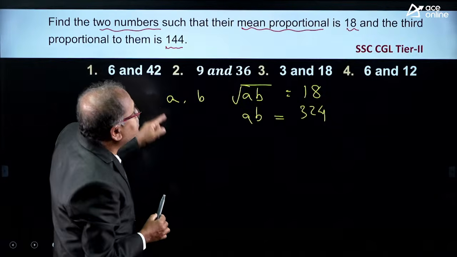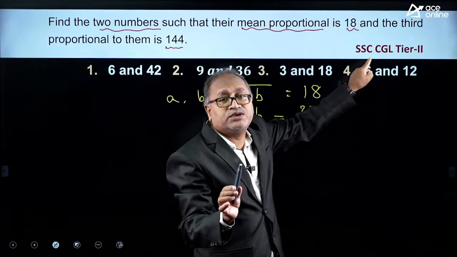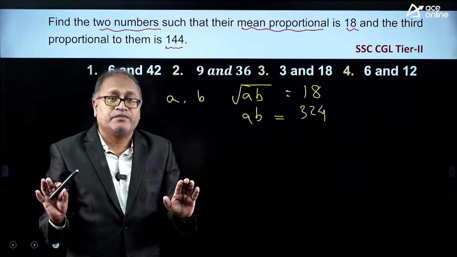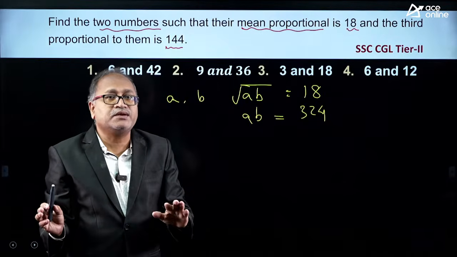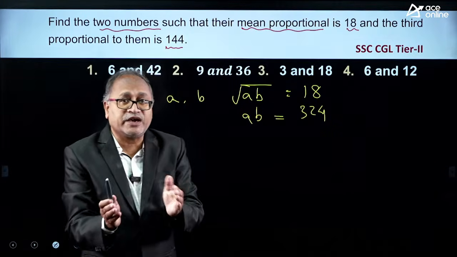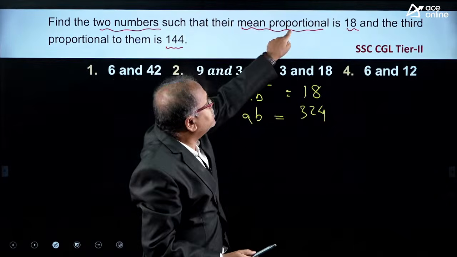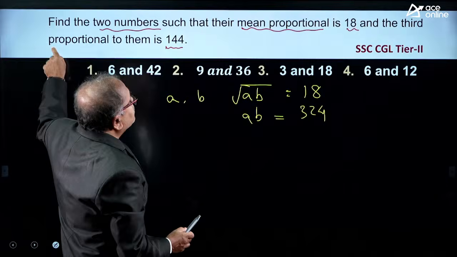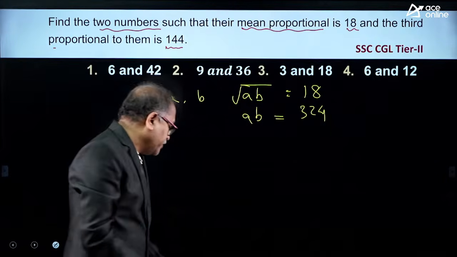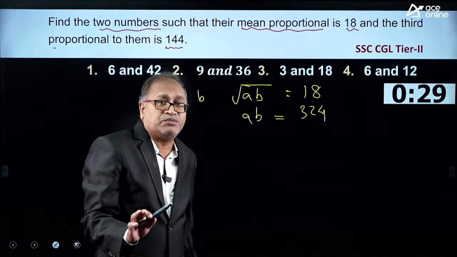Here I gave the options to you, and I mentioned that it is an exam question. In a general method, if you go, you will consume a lot of time. If you go with the hit and trial method with the options, observing which options can satisfy that the numbers are in proportion, that is what is said. Mean proportional is there, third proportional is 144. Think about it. Don't worry, we have to play some tricks in the examination.